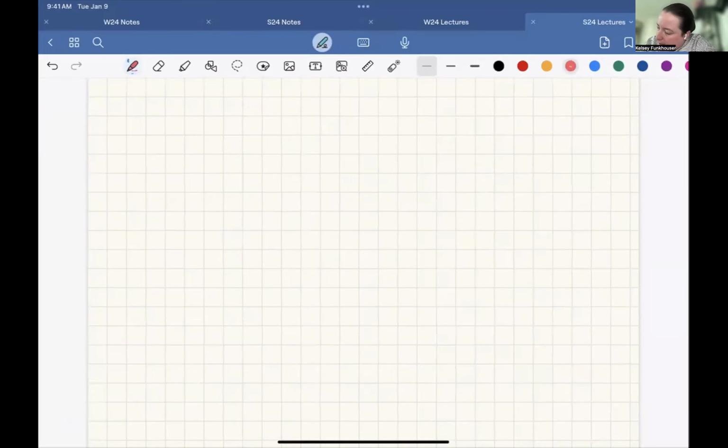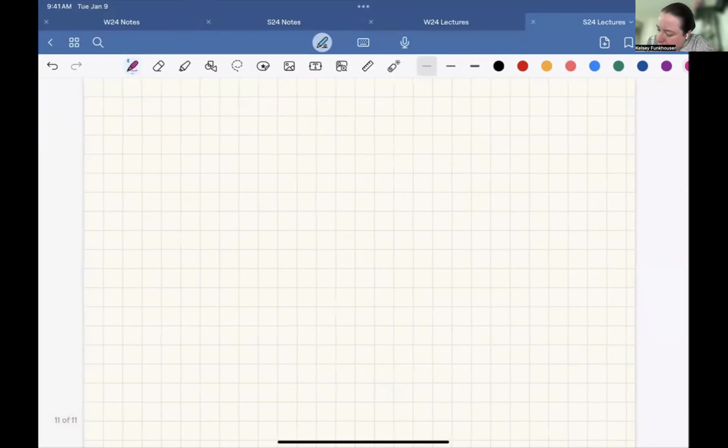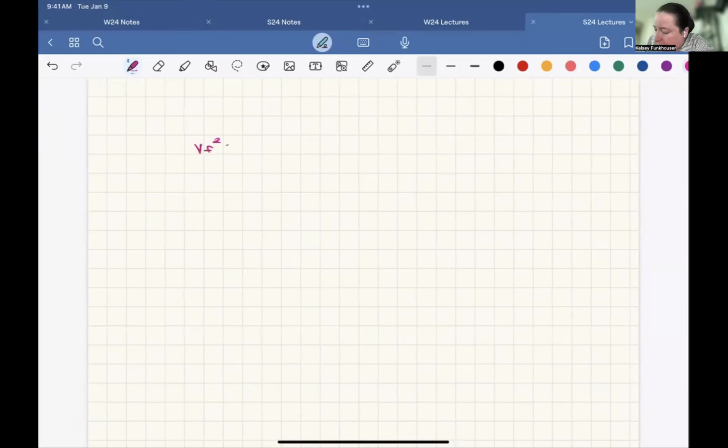So we have v final squared equals v initial squared plus 2a delta y, or the displacement. Let's solve for delta y. So we are going to subtract v initial squared on both sides, and then we divide both sides by 2a, and that will give us the displacement.